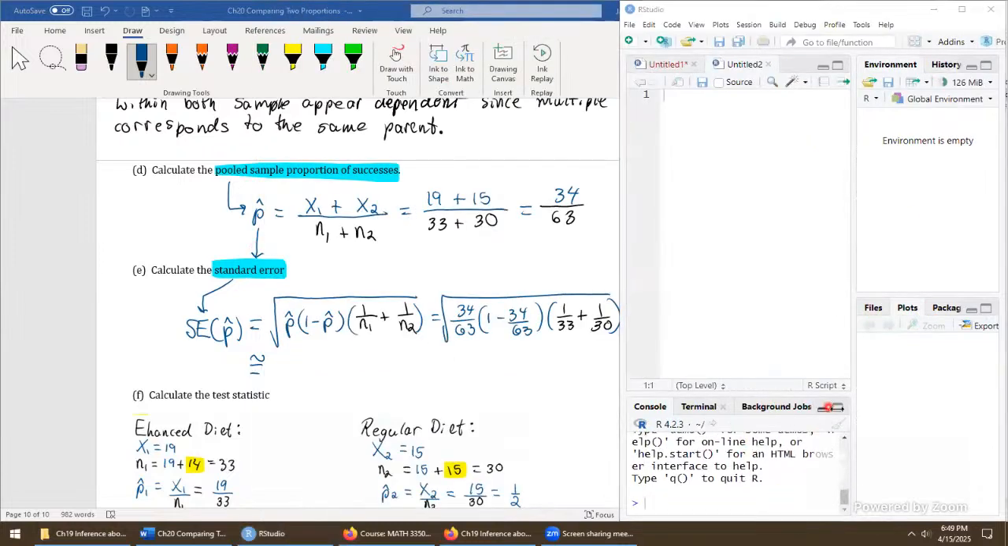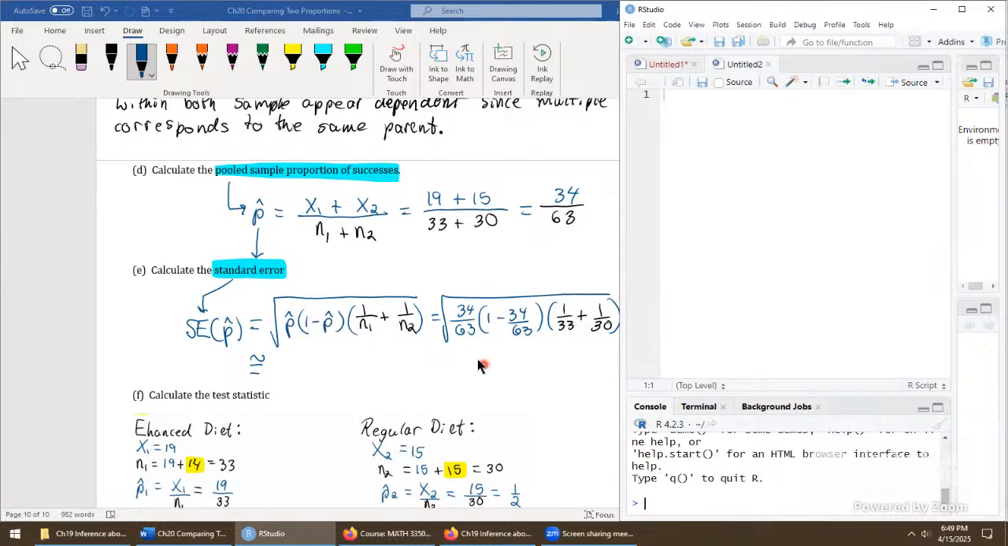So let me throw this now into a calculator. Let's see how we do on this one. So SQRT to call the square root, 34 over 63 times 1 minus 34 over 63 times 1 over 33 plus 1 over 30. It's kind of a weird calculator to use, but just as good as a scientific calculator you might bring to a class setting. Here's the value we get. Standard error is about 0.1257.